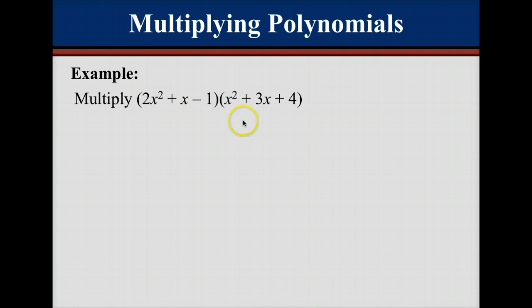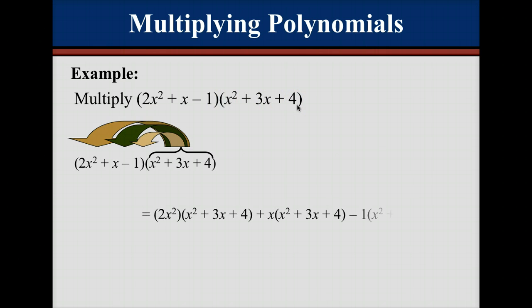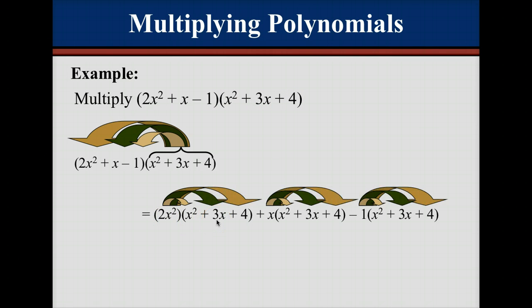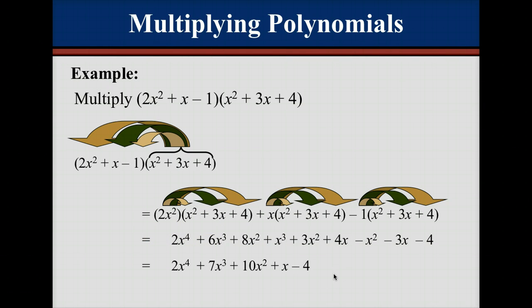Ooh, now we have a trinomial times a trinomial. But you can do this. It just means every one of these terms by every one of these. Here it is written out. Now let's distribute. Then we're going to combine any like terms that we see. Write it in descending order by the exponent.